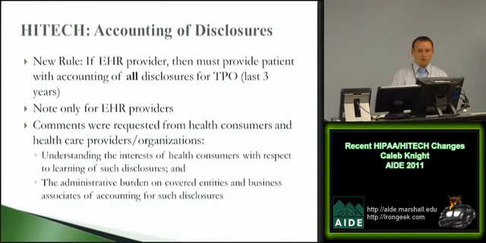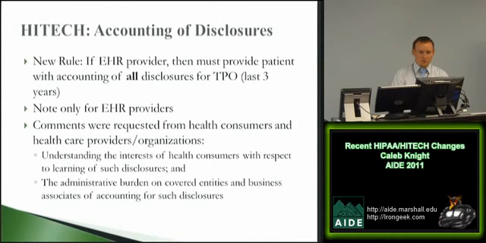So basically, under the new rule, that exception is out, and if it's an electronic health record, the provider has to provide the patient with an accounting of all disclosures. That's it, basically all disclosures, not just those disclosures that fall outside of the old exception.